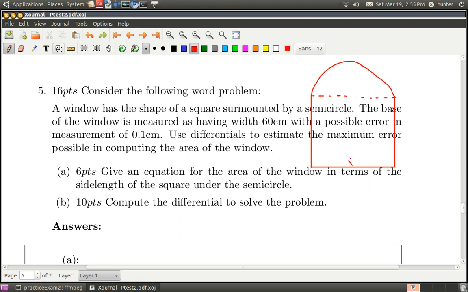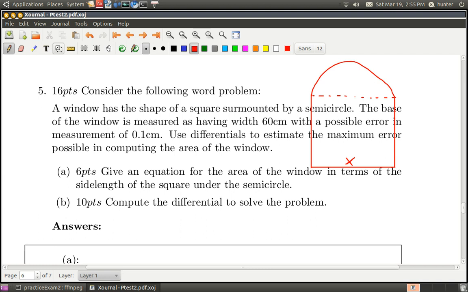So x determines everything, right? X determines everything about this diagram because we know that the box is a square, and then the semicircle just depends on the side of the box. So there's really only one variable. All right. So let's go and read some more of the question.